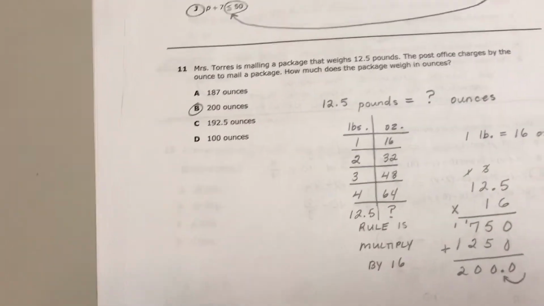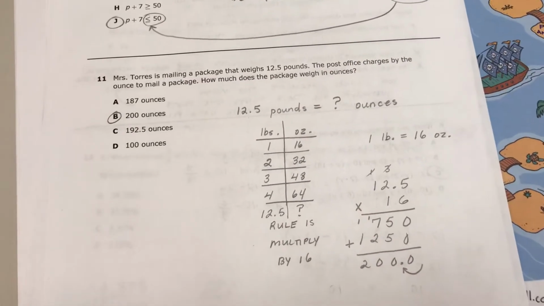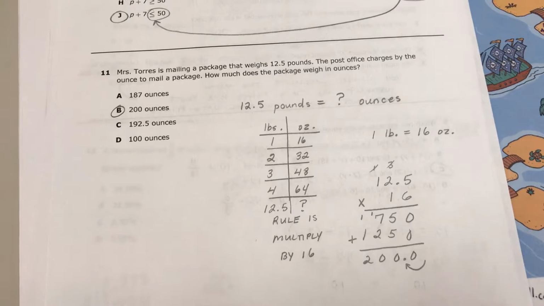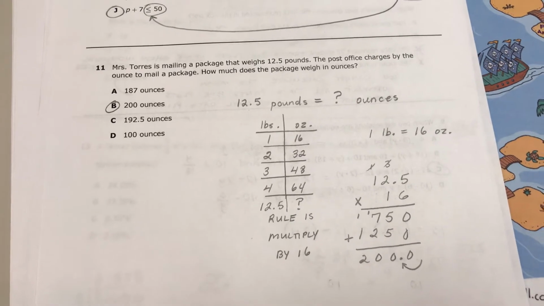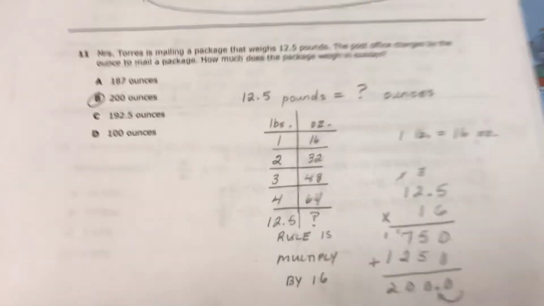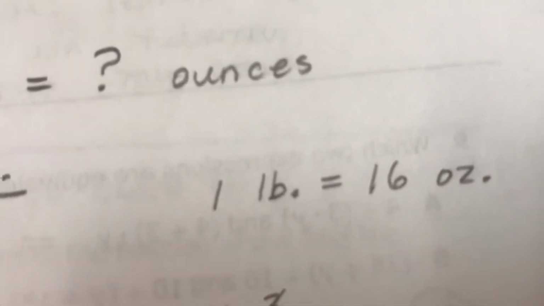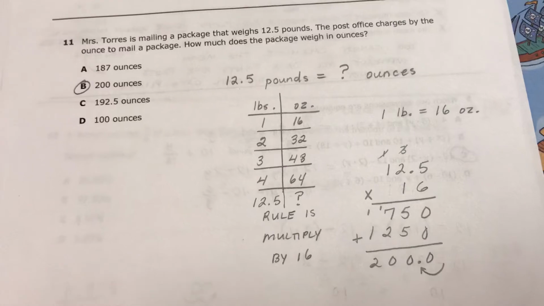All right. Number 11. We need to get 12.5 pounds and change it to ounces. If you read that carefully, that's what it's wanting you to do. You need your formula chart. On your formula chart, you find out there is 16 ounces in every pound. You don't have 1 pound, you have 12.5.